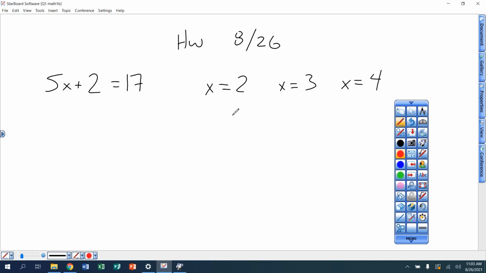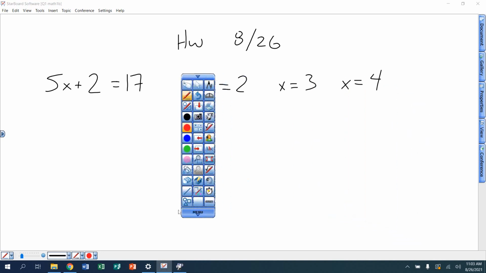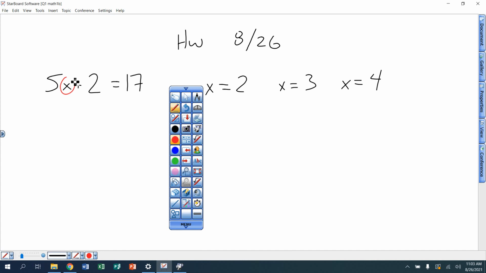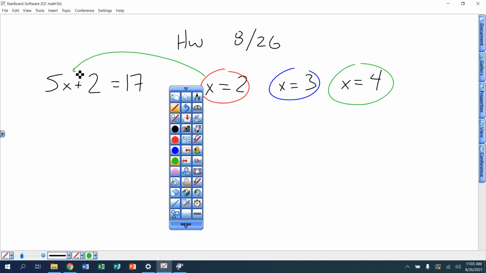So the first concept is an equation with only one variable. If I could see, this only has an x in it. I give you 3 values for x to plug in to see which one, when I plug that in for x, gives me 17.